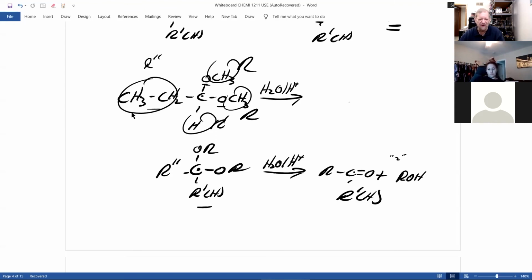So I'm going to start with this carbon. What's attached to it? Carbon or hydrogen single bonds. R prime and R double prime are still attached, and the carbonyl becomes an aldehyde. Then what's my R group? Methyl, which means I have this alcohol.